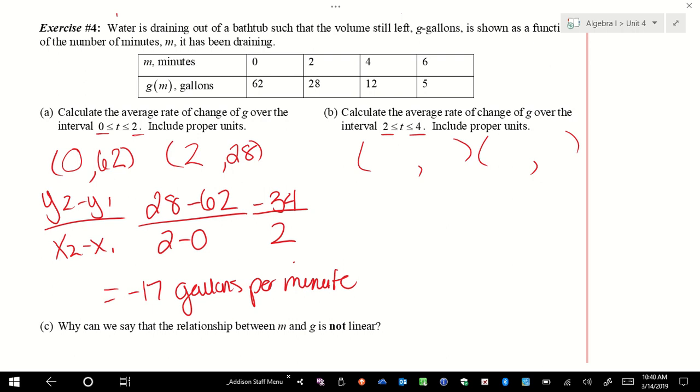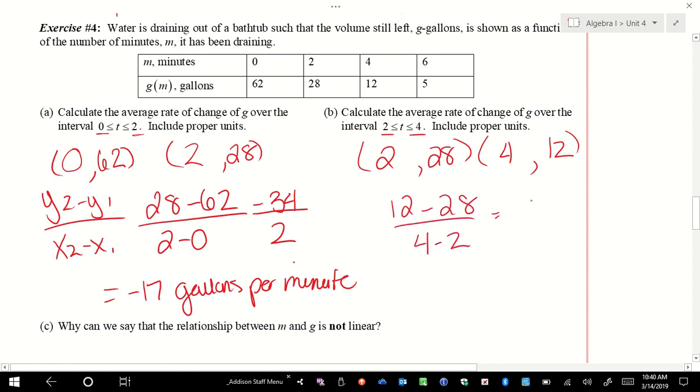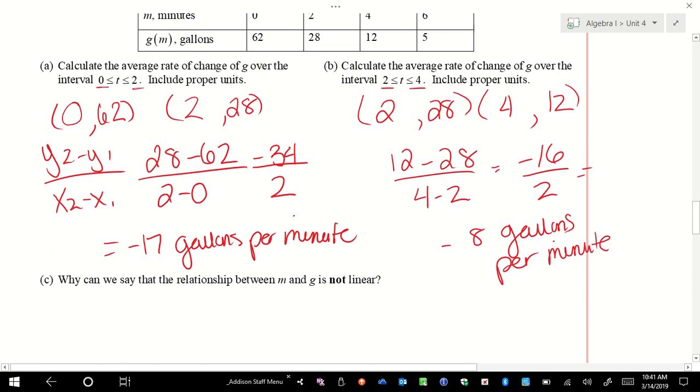Okay, I hope you found the points to be 2, 28, and 4, 12. Formula, 12 minus 28 over 4 minus 2 is negative 16 over 2, which is negative 8 gallons per minute. Okay, last question. Why is this not linear? What does it mean to be linear? What does it mean to be a line? What do we know about the slope of a line? Think about this. Write something down. Tell me why this isn't linear.